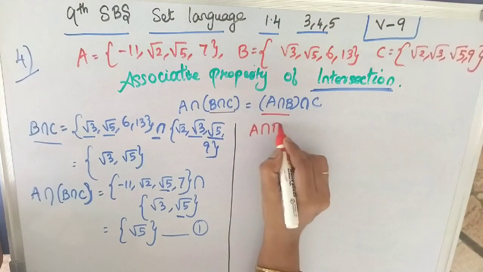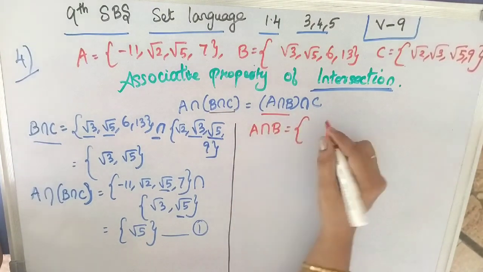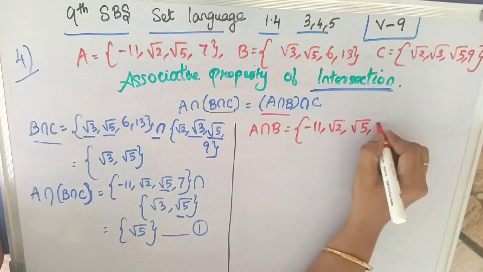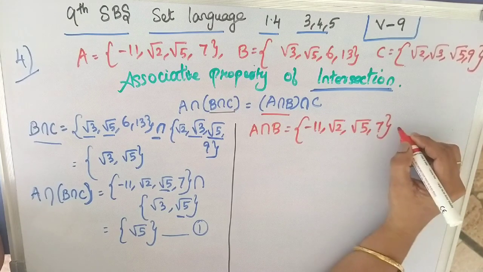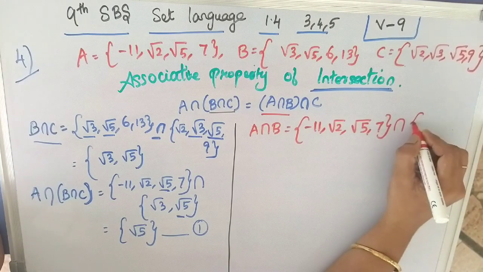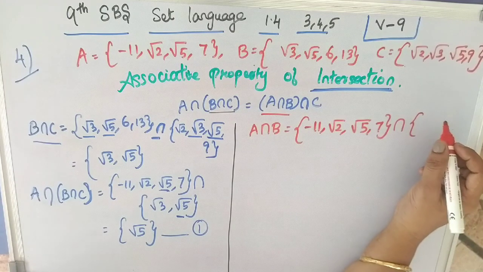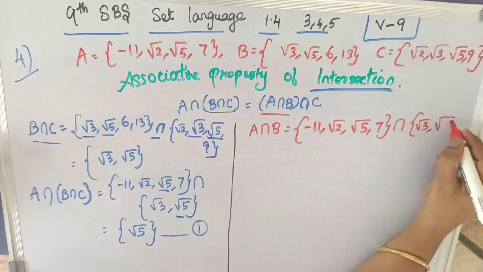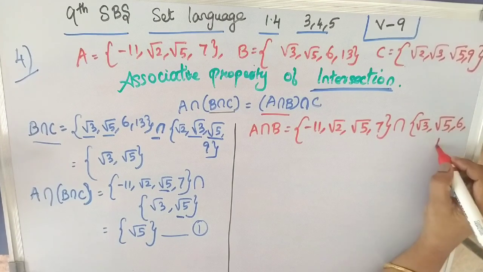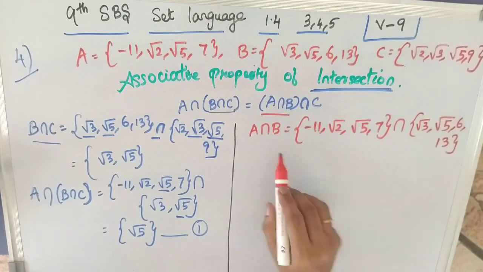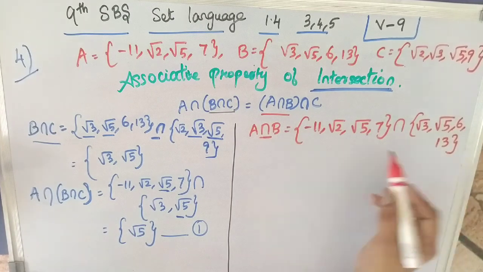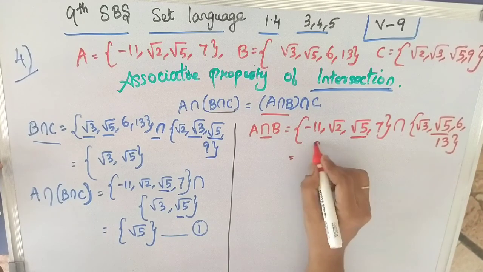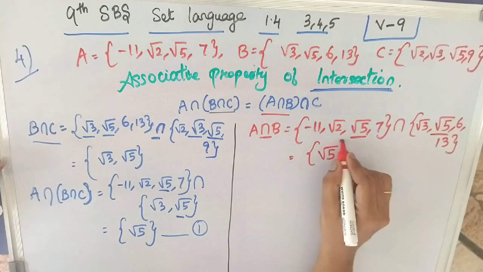Now we have to find the right hand side of the property. First A intersection B must be found because it is inside the bracket. What is A? Minus 11, root 2, root 5, 7, intersection. What is B? Root 3, root 5, 6, 13. Isn't it? How to find intersection? Yes, we have to write only the common elements, isn't it? Am I correct? Yes. So what are the common elements between A and B? It's only root 5. Okay.